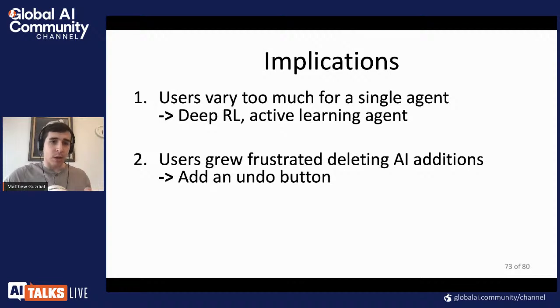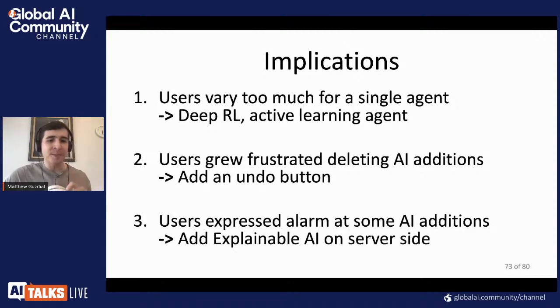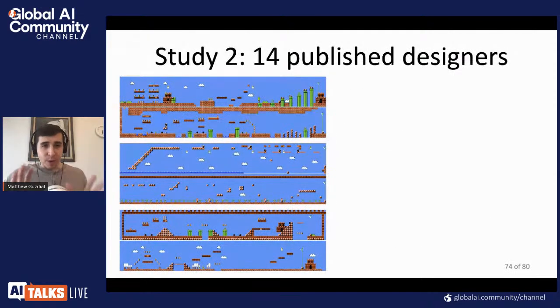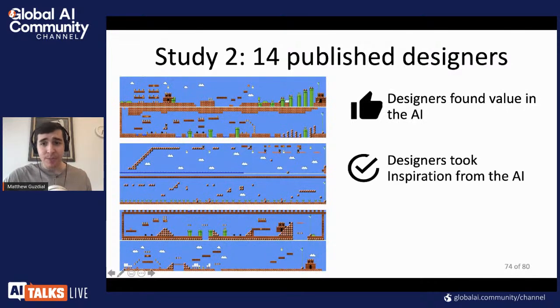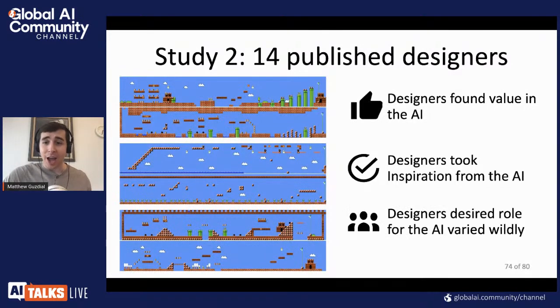The second thing that we thought was that users grew frustrated deleting the AI's additions, so we added an undo button, and users expressed alarm at some of the AI additions, so we added an explainable AI on the server side. So we then made all these changes and ran a study with 14 published designers. And these were the results. Designers actually found value in the AI. Designers took inspiration from the AI, and designers' desired role for the AI, however, still varied wildly.